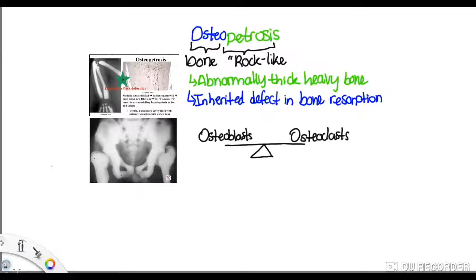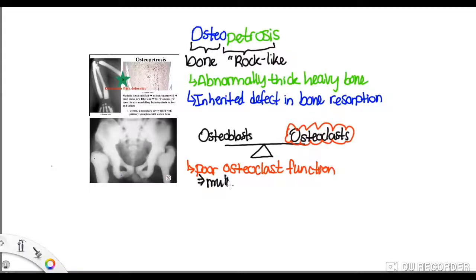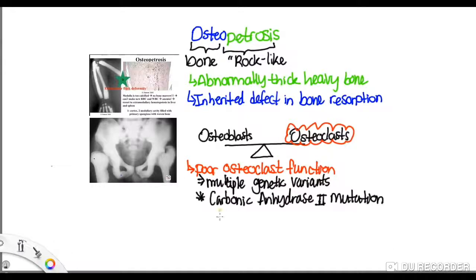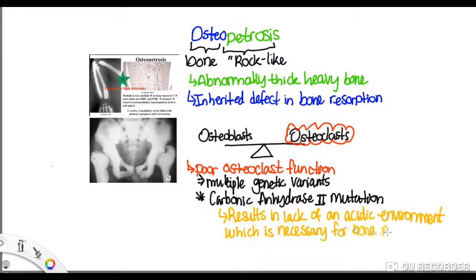A piece of chalk is thick, but you can easily crack it. Now, this disorder is due to poor osteoclast function. It has multiple genetic variants. Most important is the carbonic anhydrase 2 mutation, which results in a lack of acidic environment that's required for bone resorption. An acidic environment is necessary in order to remove calcium to resorb bone.